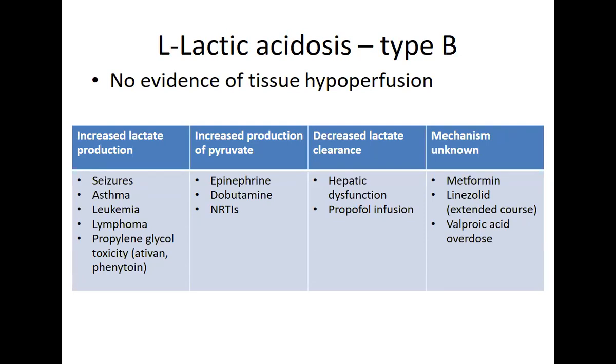Either you have increased lactate production, seizures, asthma, so increased respiratory muscle use. Some of the highest lactates I've ever seen are in the setting of leukemia, lymphoma. So always something to think about when you have a high lactate, but there's no evidence of shock, no evidence of tissue hypoperfusion. Anything that increases production of pyruvate, which is the breakdown of pyruvate leads to lactate. So epinephrine, dobutamine, some of the HIV meds can have increased production of pyruvate. Decreased lactate clearance, like we see with hepatic dysfunction, and then some unknown mechanisms, the classic one being metformin.